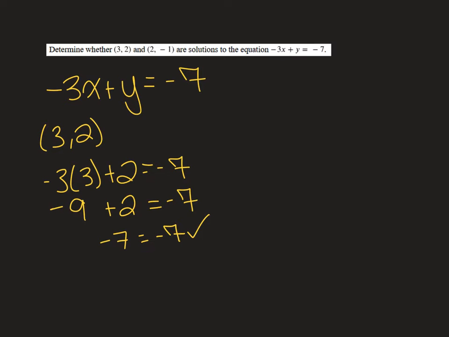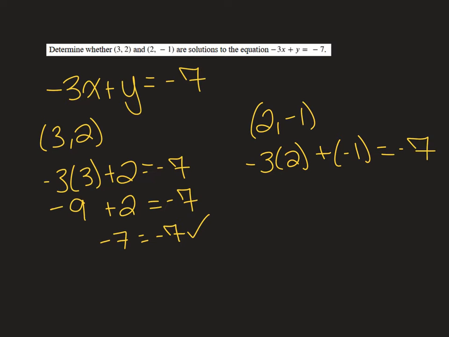And now we need to check our other point, (2, negative 1). So we have negative 3 times 2 plus negative 1 equals negative 7. So negative 6 plus a negative 1 gives me negative 7, and that is true. Negative 7 equals negative 7. So both of the ordered pairs, (3, 2) and (2, negative 1), are solutions to our equation, negative 3x plus y equals negative 7.